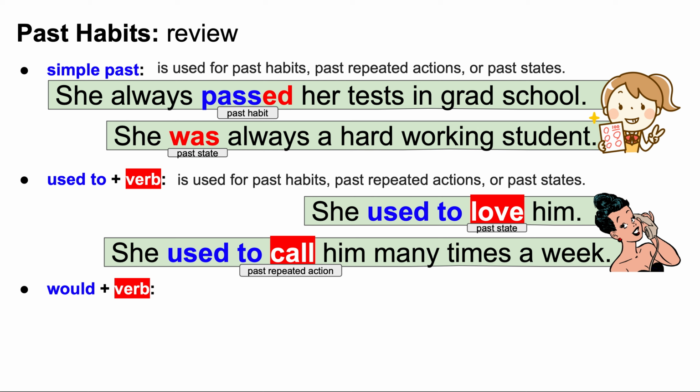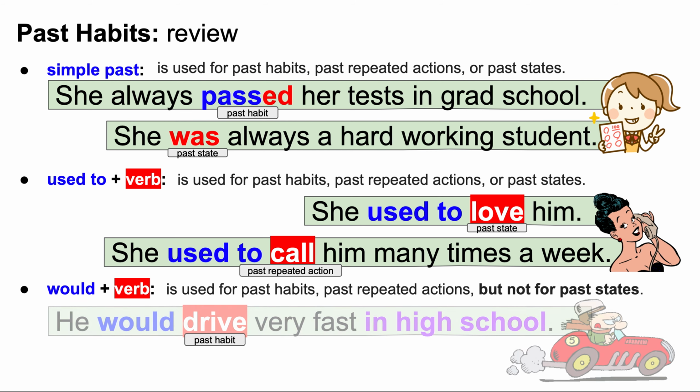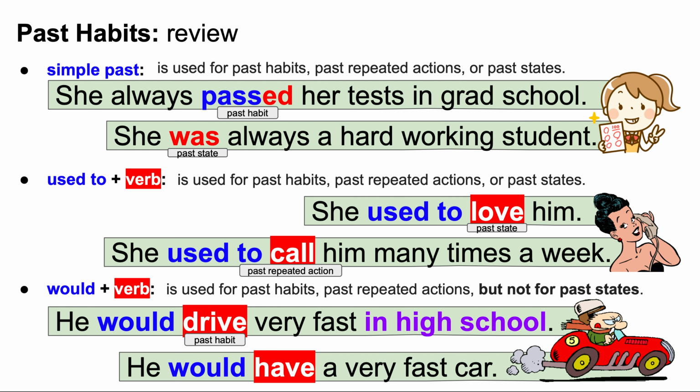Would plus a verb is used for past habits, past repeated actions, but it is not used for past states. So we can say, he would drive very fast in high school. That's a past habit. But we cannot say, he would have a very fast car, because that's a past state, and we cannot use would plus a verb to express a past state.